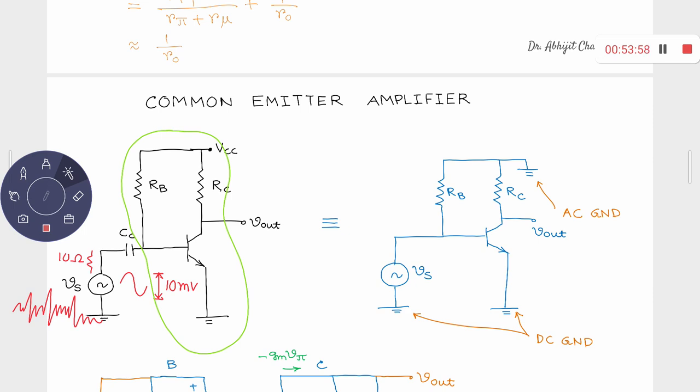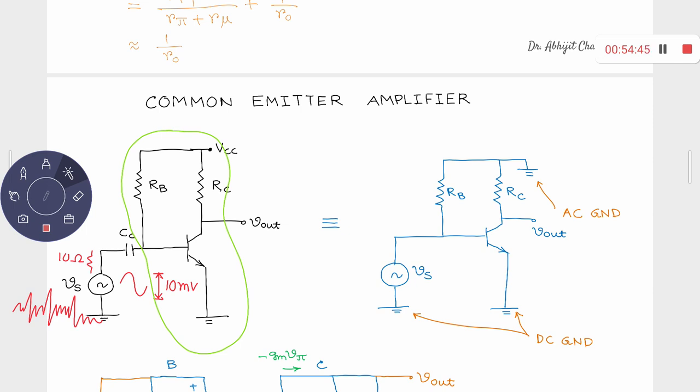Now, why is it important to feed this input signal through a capacitor? What is the role of a capacitor? It will block DC. So if I connect a capacitor over there, what does it mean? Yes, only the small signal passes, but it will definitely block the DC.